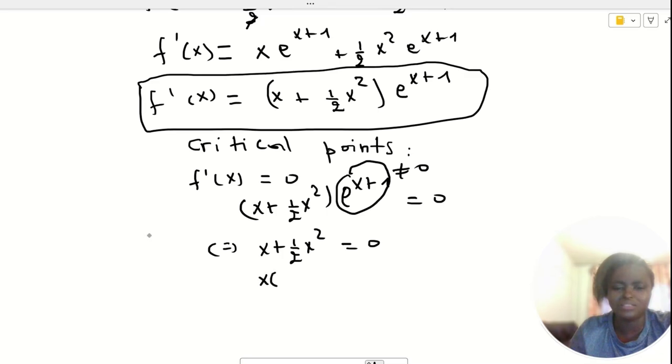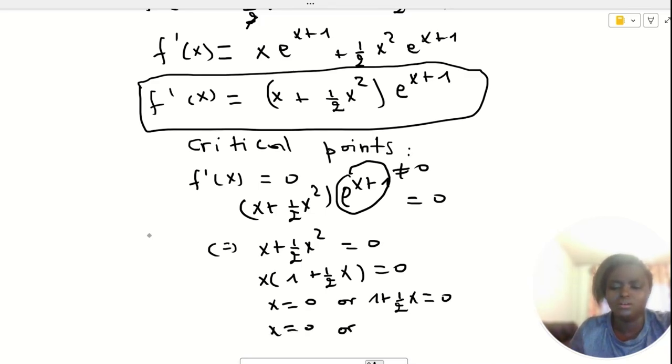So this is the same as x times (1 + 1/2 x) equal to 0. So x is equal to 0 or 1 + 1/2 x is equal to 0. This is the same as x equal to 0 or x equal to minus 2. So we have these two points.